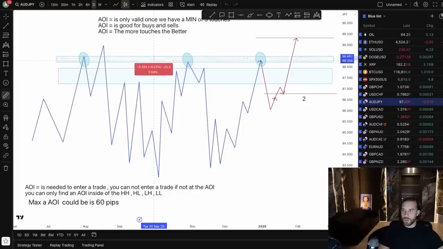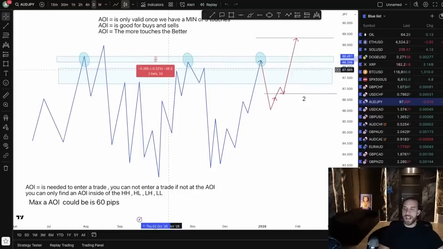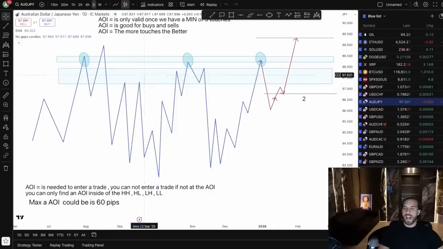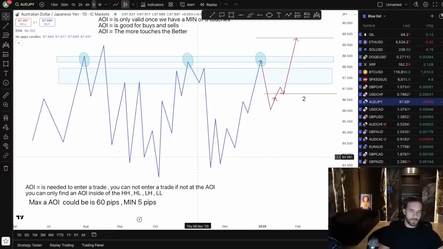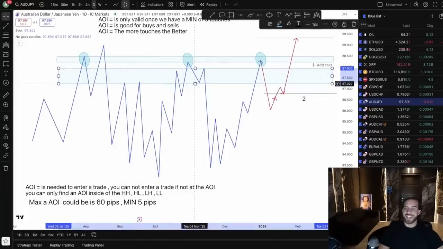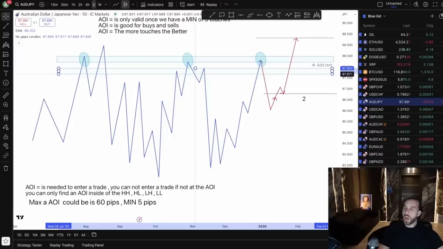We start off from this zone to right here. You can tell this is 28 pips. That is perfect. That is half of the maximum a zone could be. Now, could you have something smaller? Yes. The max it could be is 60, and the minimum it could be is 5 pips. You'd never really go that small, but just in case, for people that ask that question, a minimum of 5 pips. So this zone right here cannot be used as a valid area of interest. One, because this one right here doesn't have a minimum of 3 touches, and that one right there is more than 60 pips.